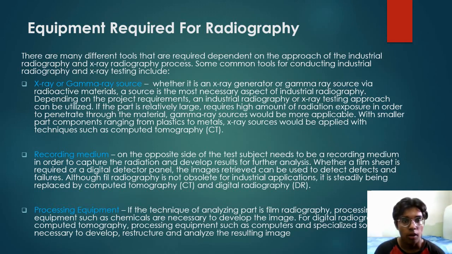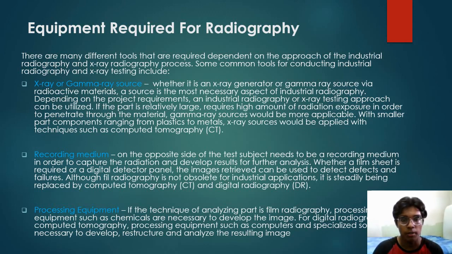With smaller part components, depending on the product requirement, the industrial radiography X-ray testing approach can be utilized. If the part is large and requires a high amount of radiation exposure in order to penetrate the material, a gamma ray source will be more suitable. For smaller part components, ranging from plastic to metal, X-ray will be better.